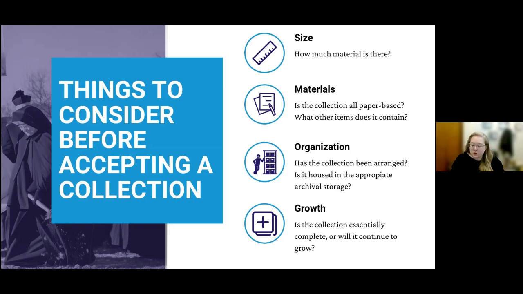Tying into this is the scope of the collection. What materials are in the collection? Is it all paper-based? Are there oversized items like blueprints or maps? Are there items with special storage consideration like photographs, artifacts, scrapbooks, slides, video, clothing, artwork? Does the repository have the appropriate storage for these types of materials? If the answer to this question is no, what would happen to them if you choose to transfer the paper material?